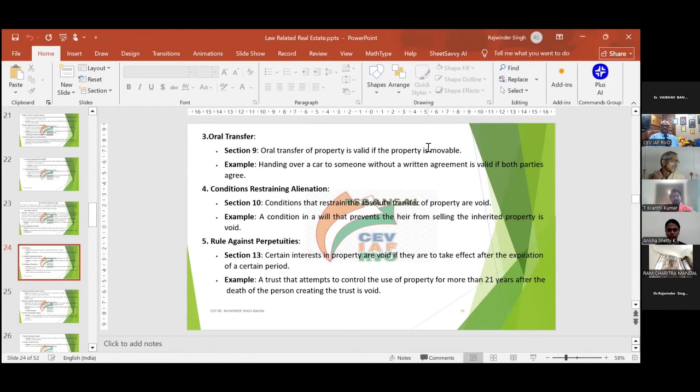So, conditions of restraining alienation. Section 10 mandates that conditions that restrain absolute transfer of property are void. For example, a condition in a will that prevents the heir from selling the inherited property is void. If someone has made a will in favor of, let us suppose, his son, but it is written there that he cannot sell that property, it will be termed as void.